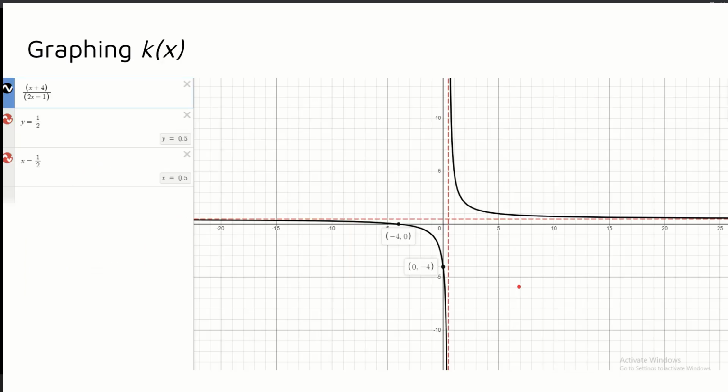Discontinuities, yep, that's a thing. Graphing k at x. So we have our x-intercept here and here, and we have our vertical and horizontal asymptotes. They're both at 1 over 2, both on x and y. There we go. Is there anything else I need to say?